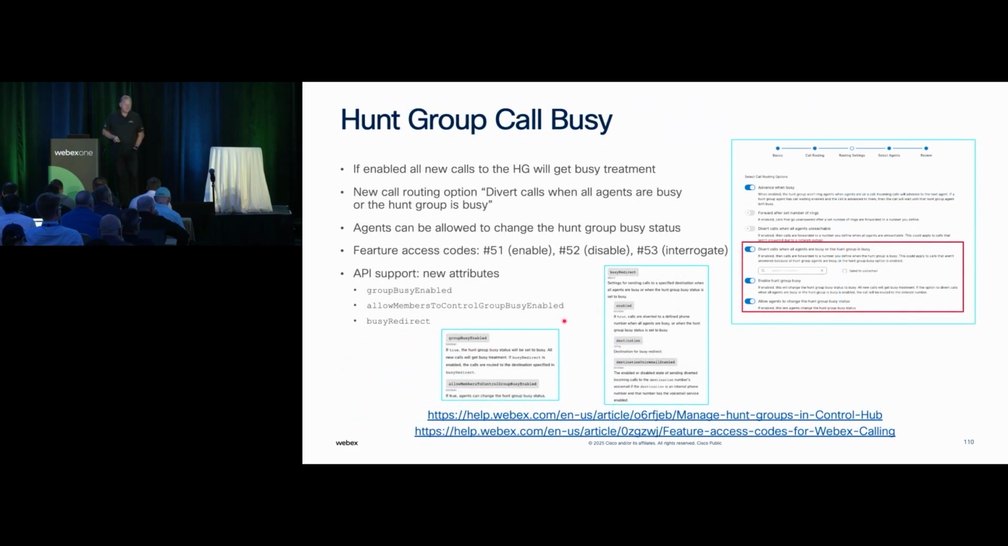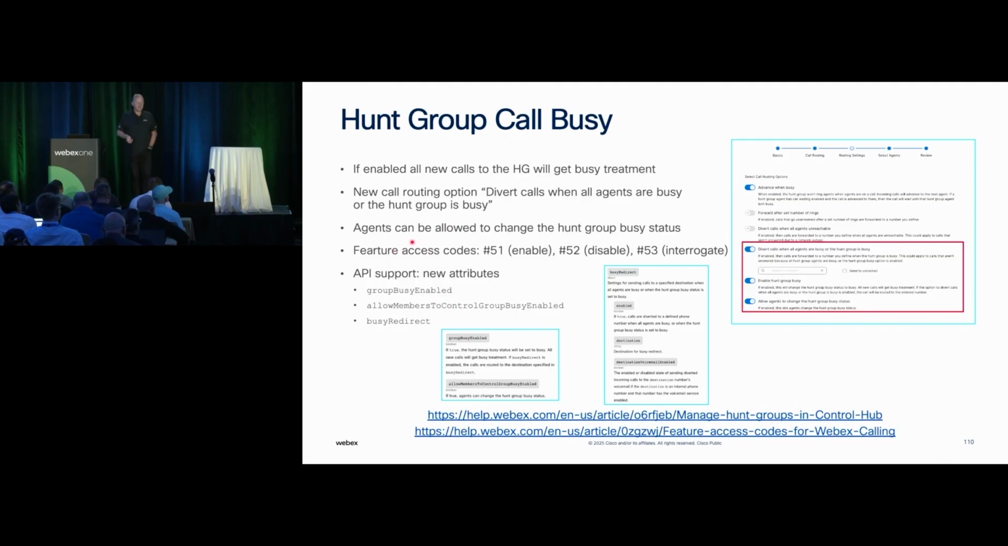Hunt group call busy. Hunt groups, we didn't have busy treatment on hunt groups yet. New feature, it's now possible to set this option to divert calls when all agents are busy or the hunt group is busy. It's an option. The administrator can allow the agents to change the hunt group busy status. And we defined 3 feature access codes here, hash 51, 52, 53, to enable, disable hunt group call busy or get the hunt group call busy status.